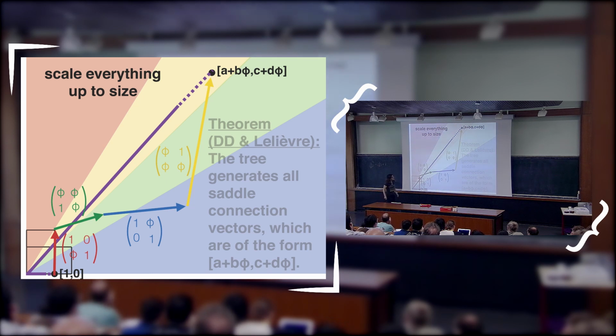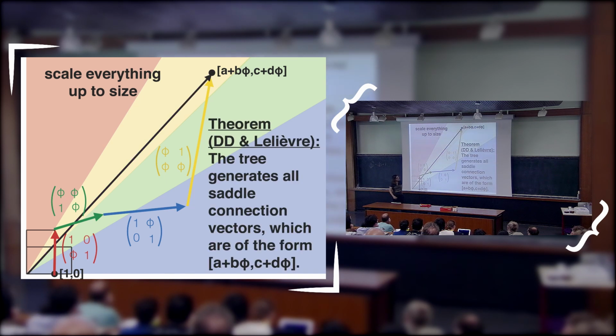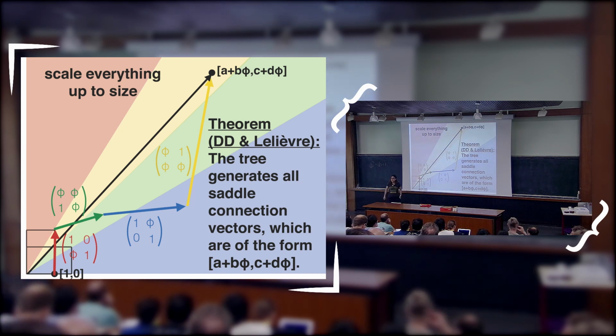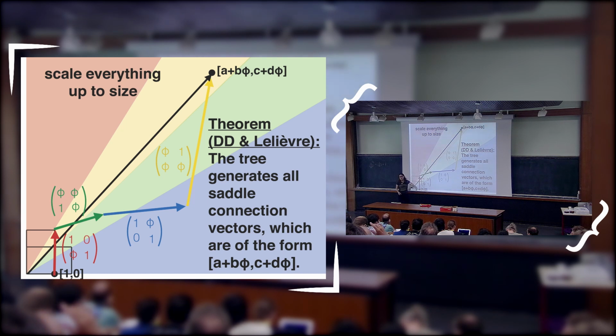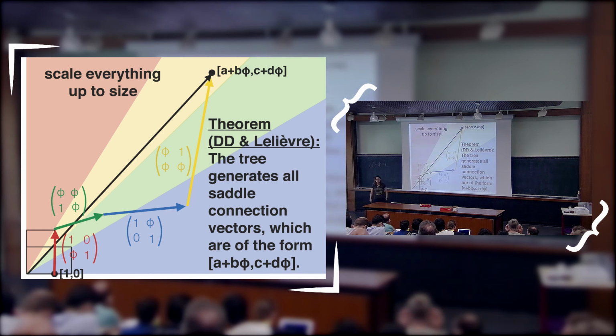Okay, so the theorem is that this tree generates all the saddle connection vectors, and they're of the form (a plus b phi, c plus d phi). So if you start with (1, 0), and you just apply any ordering of any choice of these that you want, you'll get all the saddle connection vectors. In this case, in the first quadrant, but you could get the other quadrants as well. So there we go. We have the saddle connection vectors. Pretty cool.